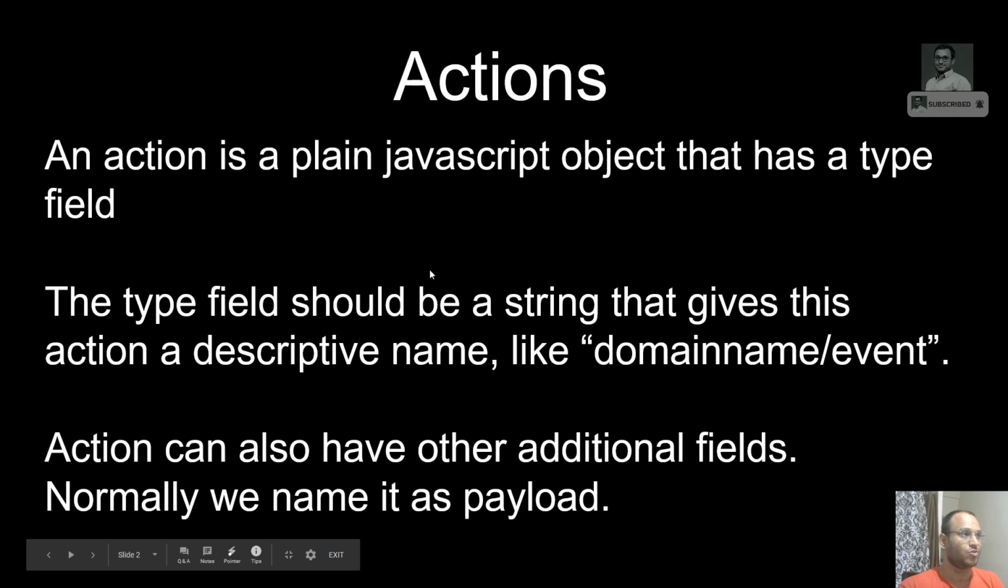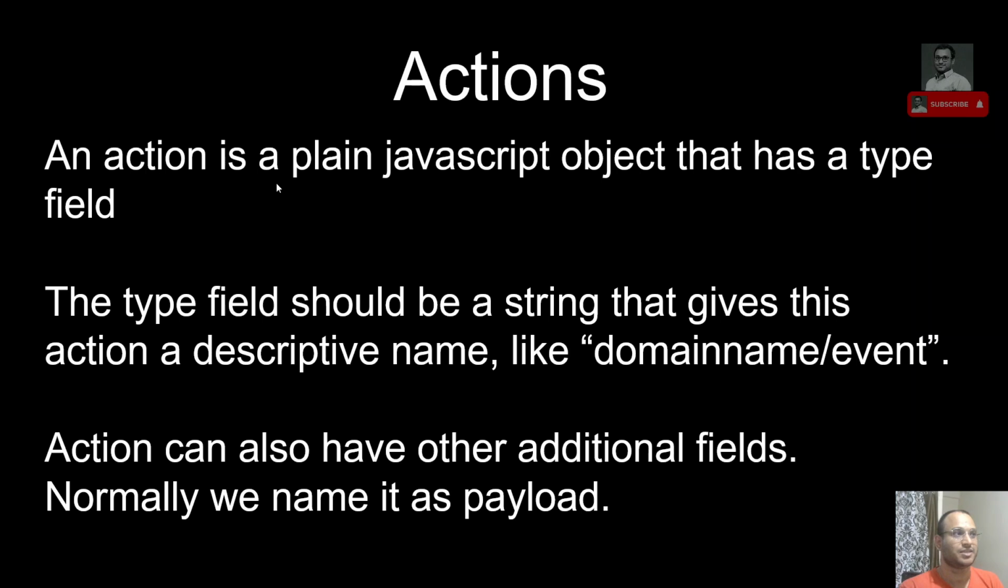So here, the first one is the actions. So what is this action? An action is nothing but a plain JavaScript object that has a type field. That means an action is a plain JavaScript object. Whatever object we normally see in JavaScript, the action is nothing but an object. But in that object, we need to have one particular property, that is the type. This type property field is a must in the object. So if any object has a type property, we can call it an action in the Redux terminology. So why do we need the type?